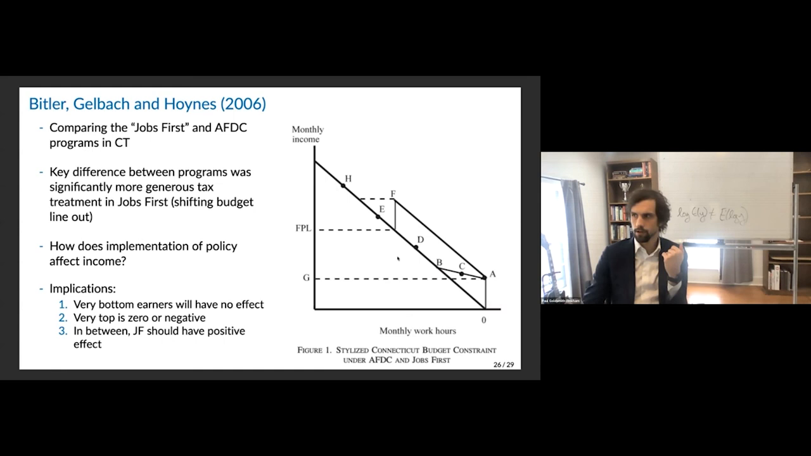Whereas the Jobs First program didn't tax at all up until you made enough money to hit the federal poverty line. So once you hit the federal poverty line, it started taxing you for money above that. So there's actually this immediate drop and then you went back to this initial budget constraint. So really the difference between the two programs is that this outer line is the Jobs First program. And what it did was it shifted the tax incentives. So there was substantially more beneficial tax incentive for people, and so they would just get more money when they worked in these programs.